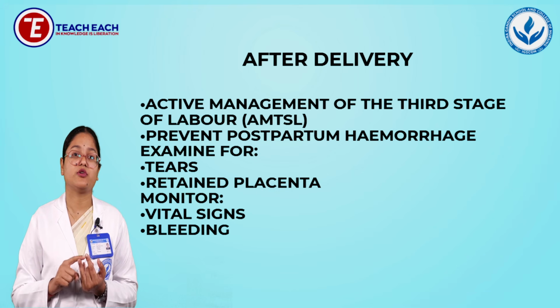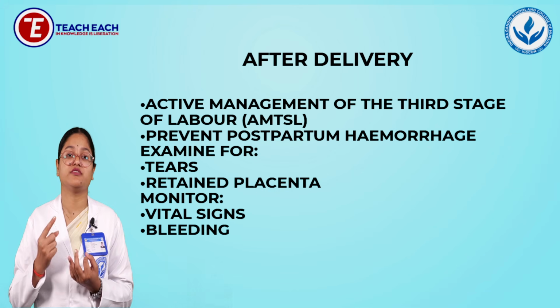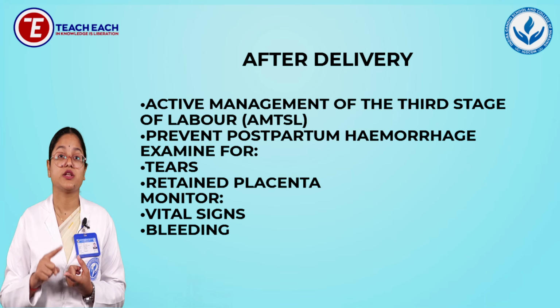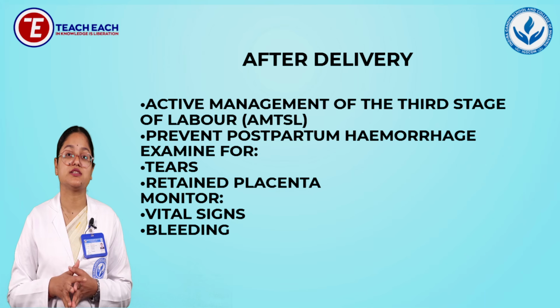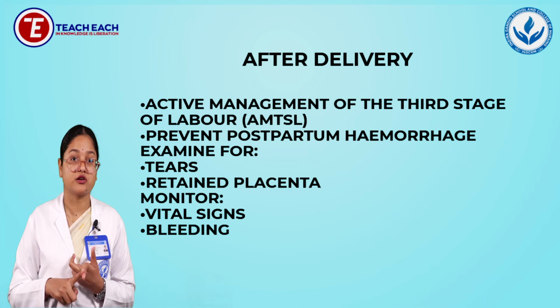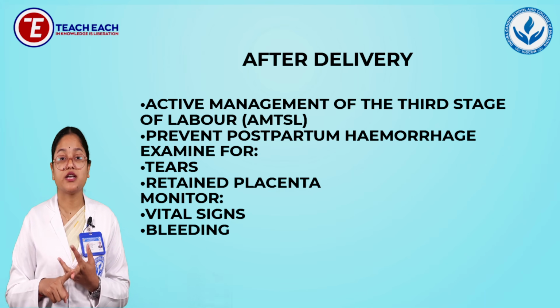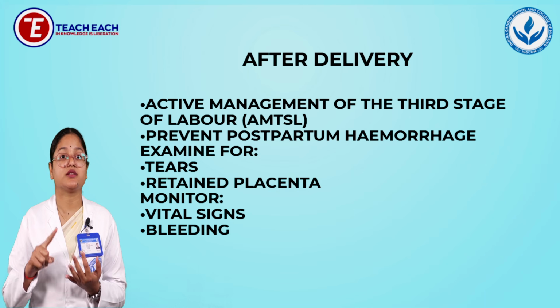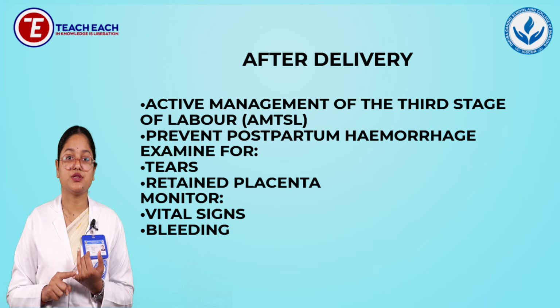Then monitor. We need to have keen observation, with vital signs every 15 minutes, and we have to see exactly from which place the uterine bleeding is coming. Sometimes injury to the bladder can also happen, sometimes to the rectal area, sometimes the cervix can be injured, and the vaginal canal can be injured.